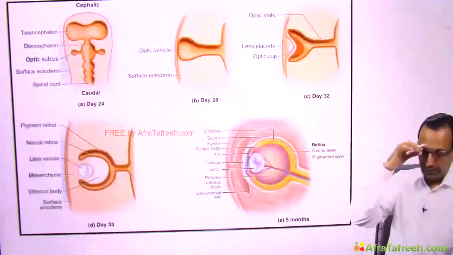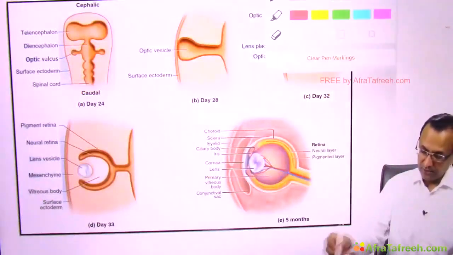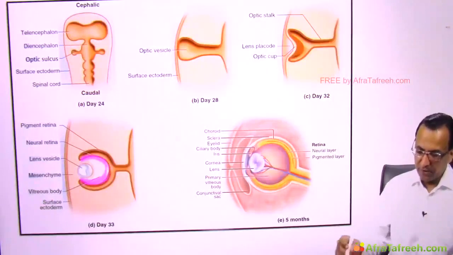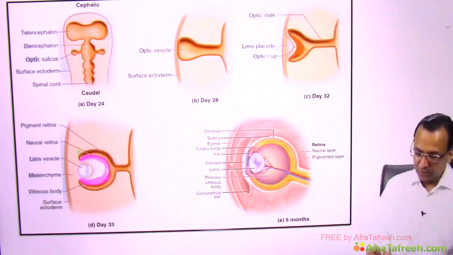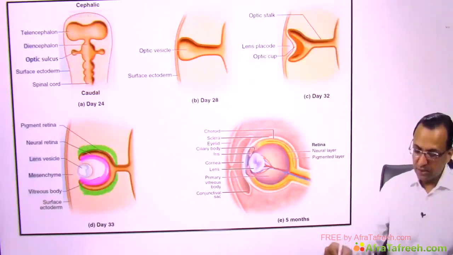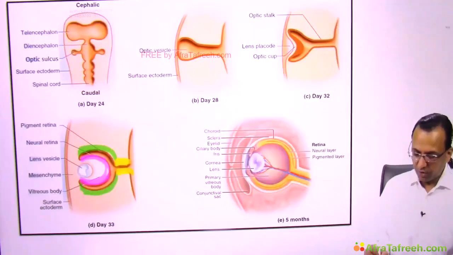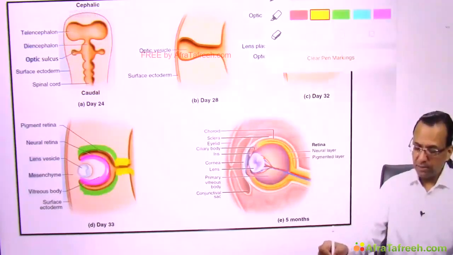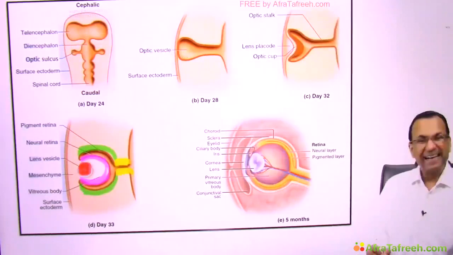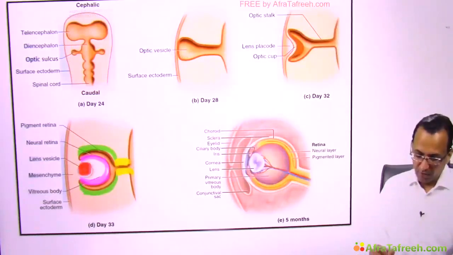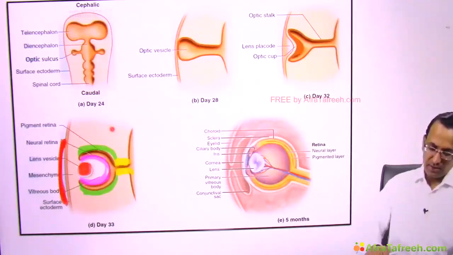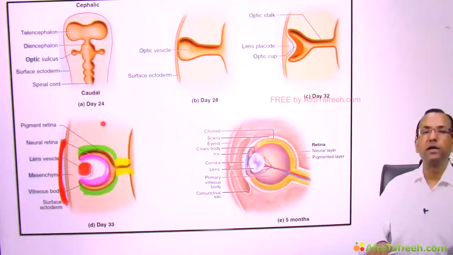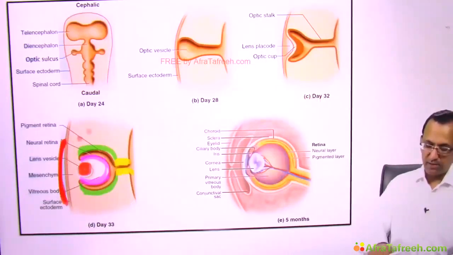As you proceed further, we have discussed that this will be the inner neural layer of retina and that will be the outer pigment layer of retina. And this will be the optic nerve coming from the optic stalk. We got the eye lens and the first layer of the cornea from the surface ectoderm. Otherwise, whatever mesoderm is here would have come from the neural crest cell, secondary mesoderm.